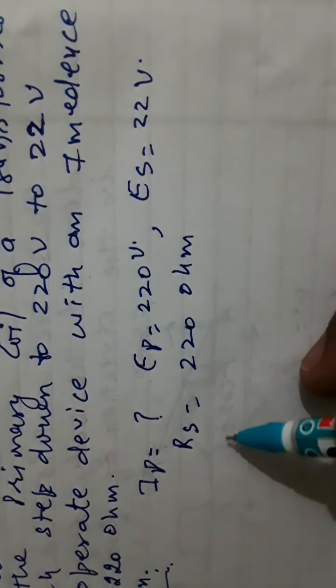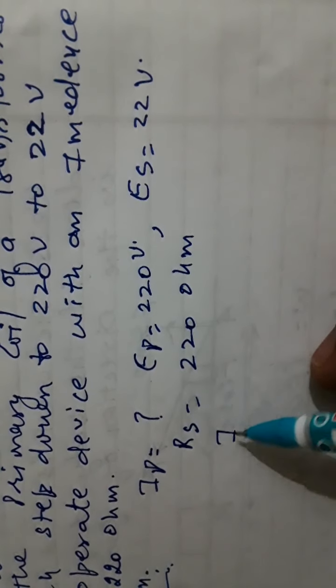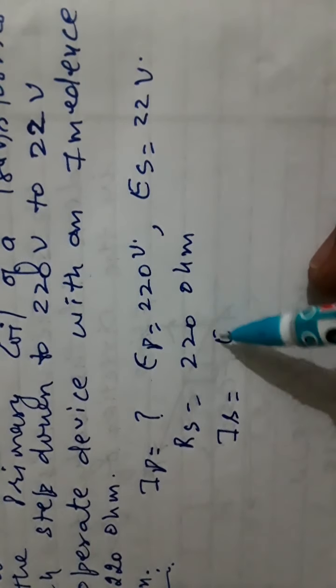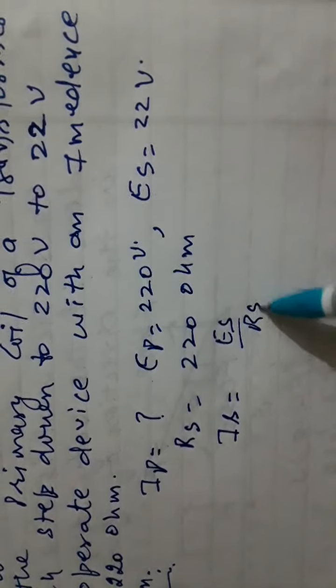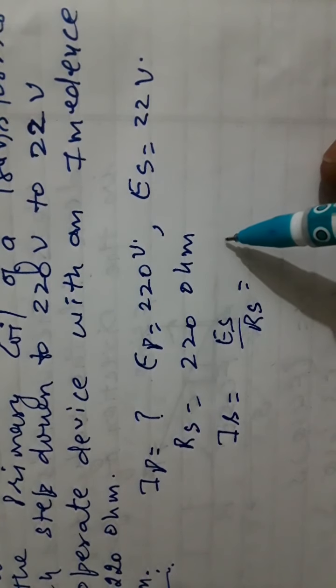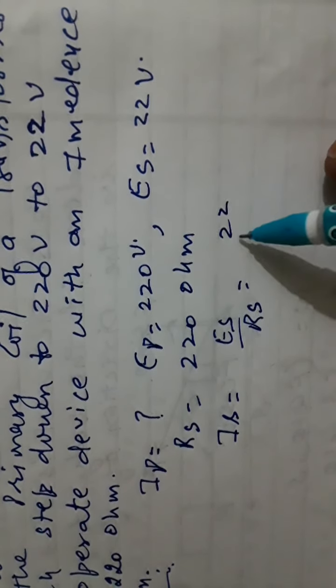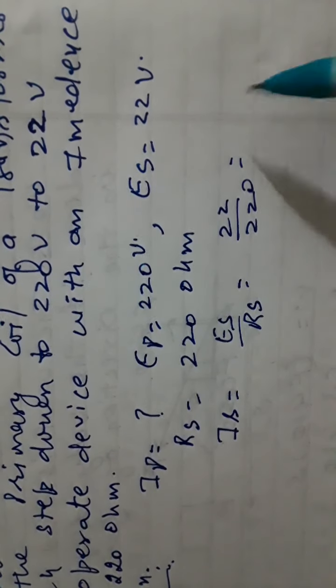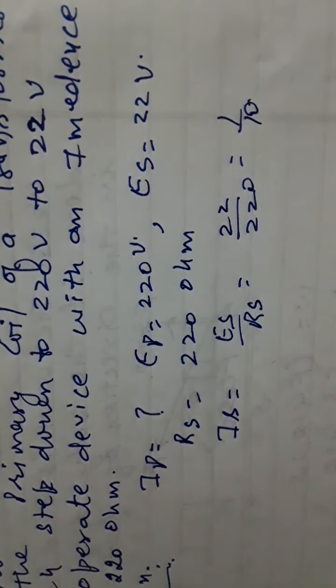Now we can, using Ohm's law, find the current. Is is equal to Es by Rs, that is 22 by 220, that is equal to 1 by 10.